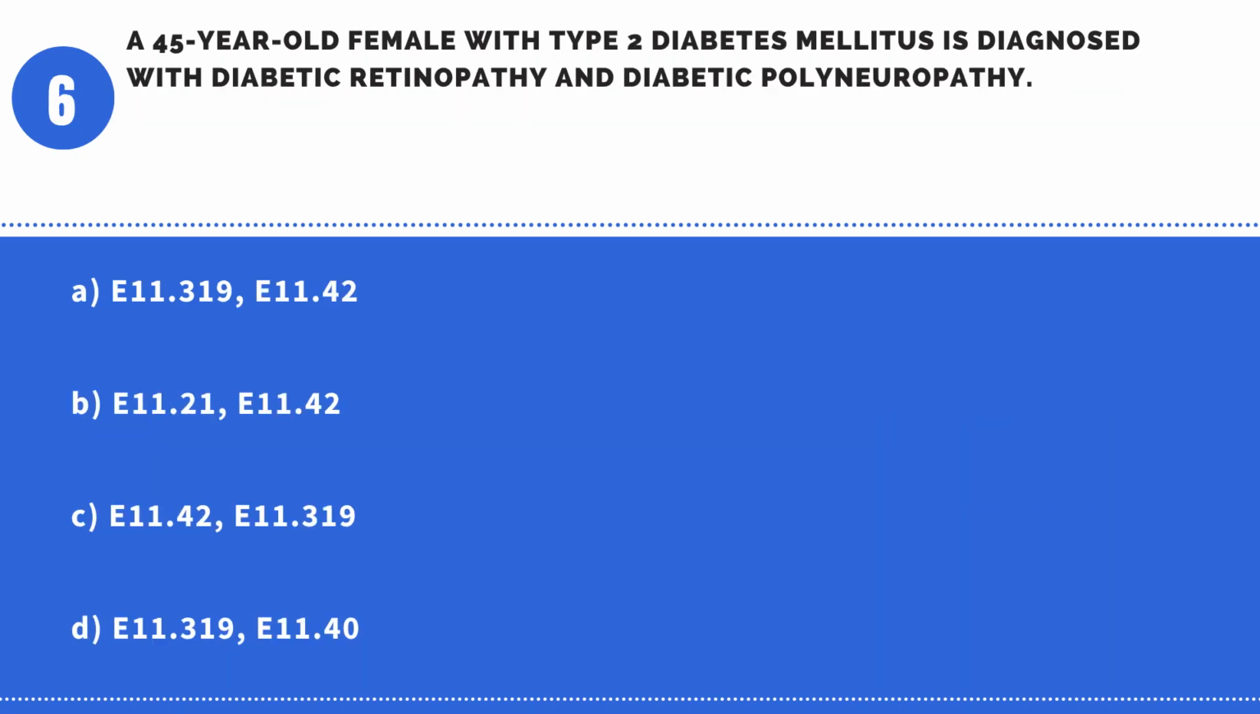Question 6. A 45-year-old female with type 2 diabetes mellitus is diagnosed with diabetic retinopathy and diabetic polyneuropathy. A. E11.319, E11.42. B. E11.21, E11.42. C. E11.42, E11.319. D. E11.319, E11.40.